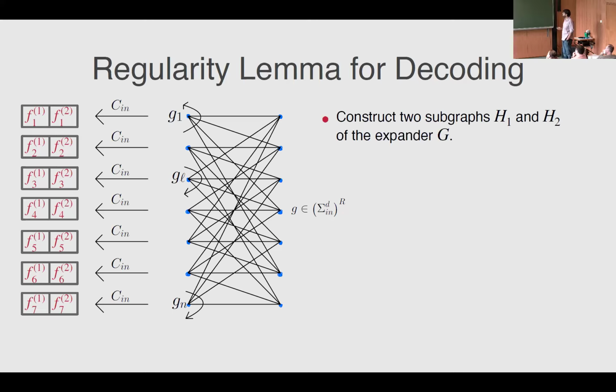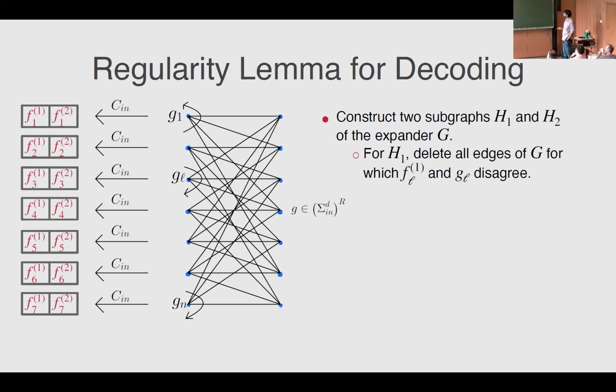For H1, we just look at each left vertex here and the left assignment. Wherever it disagrees with the local GL, we delete that edge. And for H2, we do the same for the second assignment. So for each left vertex, we look at the first assignment. Where does it disagree with G1? We delete that edge.